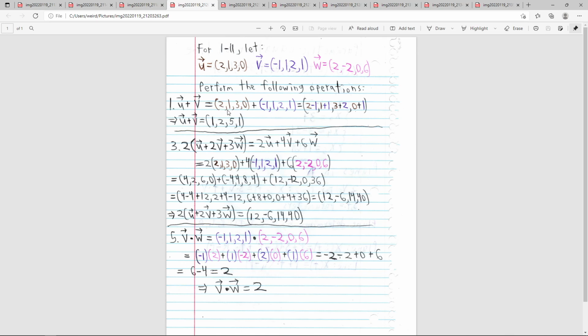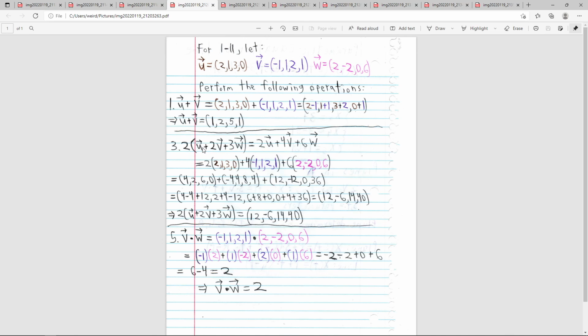So addition: between u and v, it's just adding them. 2 plus -1 is just 2 minus 1. That's another thing you have to remember: addition of a negative is just subtraction of the regular number. But that's elementary. So you just do the addition here, and then you get 1, 2, 5, 1.